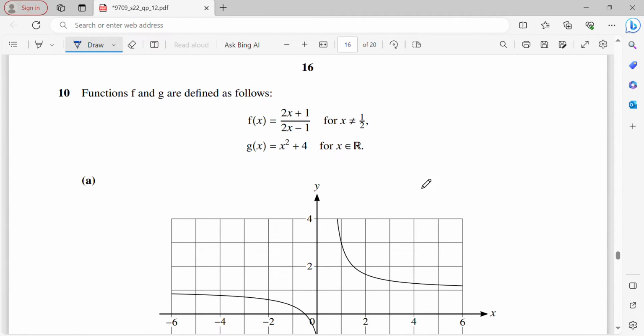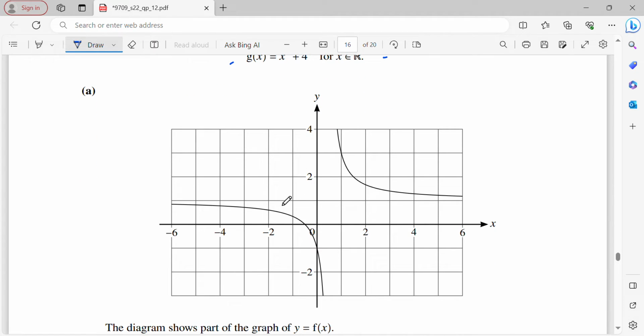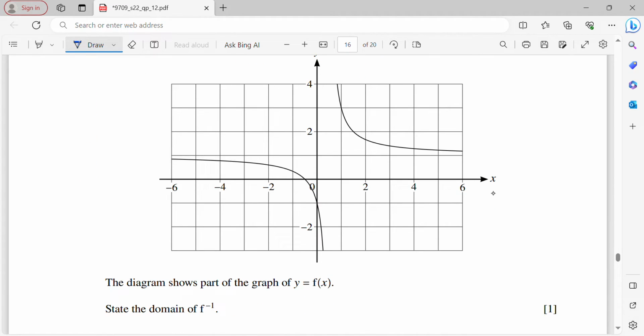For question number 10, given f(x) is 2x plus 1 over 2x minus 1, whereby x cannot be half, g(x) is x squared plus 4, x is a real number. Now, A, the graph is given. The graph shows the part of y equals f(x). State the domain of f inverse.